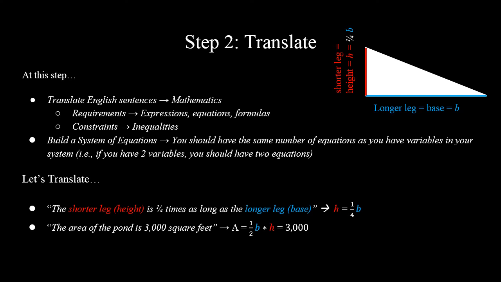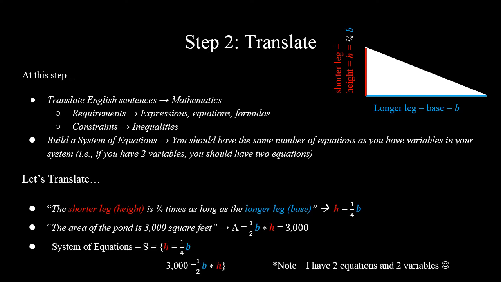That's just the formula for the area of a triangle. That's right on your formula sheet that you were given the first day in class, right? So the area is equal to 1/2 the base times the height, and we know that the area is 3,000 feet. So we can set 1/2 base times height equal to 3,000. And now we've built our system of equations. We have 2 variables and 2 equations, which is exactly what we wanted. So we have our system. We can move to step 3.